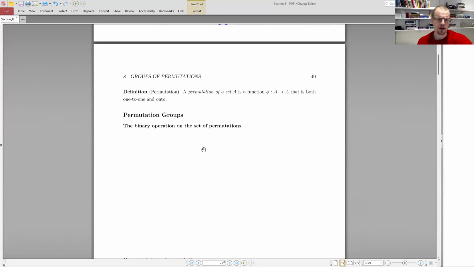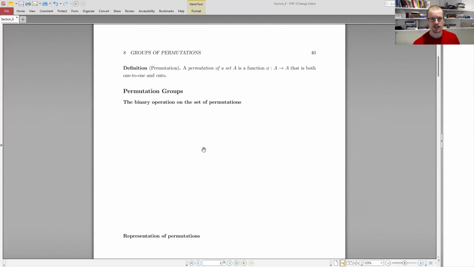All right. So what is the binary operation on a set of permutations? Well, permutations are functions. How do we combine functions? How do I take two functions and come up with a new function that has the same domain and codomain? And there are different ways that we can do that. So how can we combine functions?